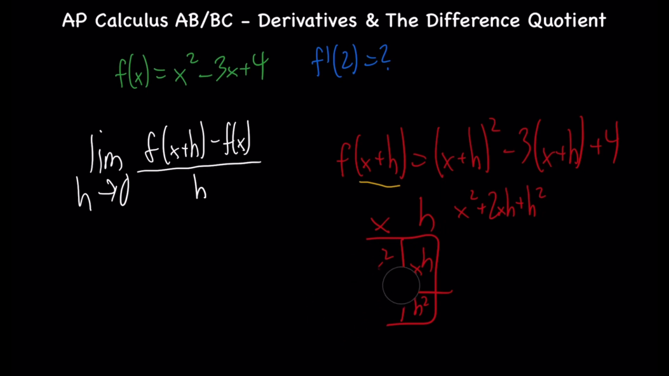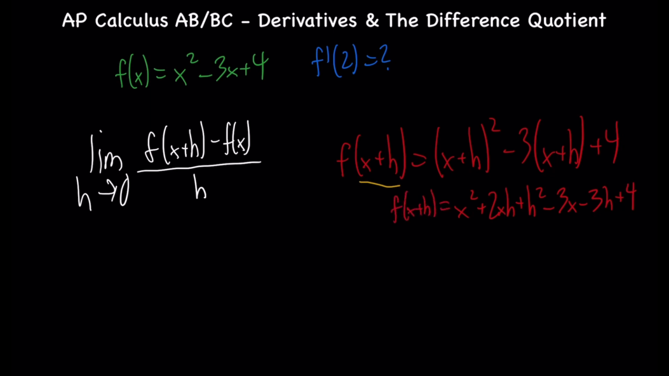Let's erase this for now. It's taking up a bit of space. And you can distribute these. You can distribute -3 into x plus h. You get -3x, -3h, plus 4. And this is essentially what f of x plus h equals. So now we can plug this into our formula here, this entire equation we just derived.